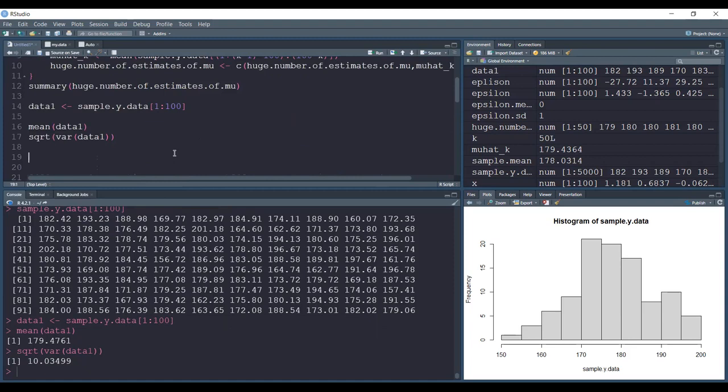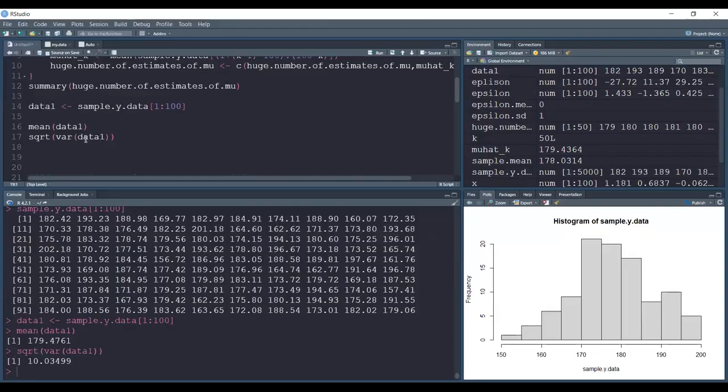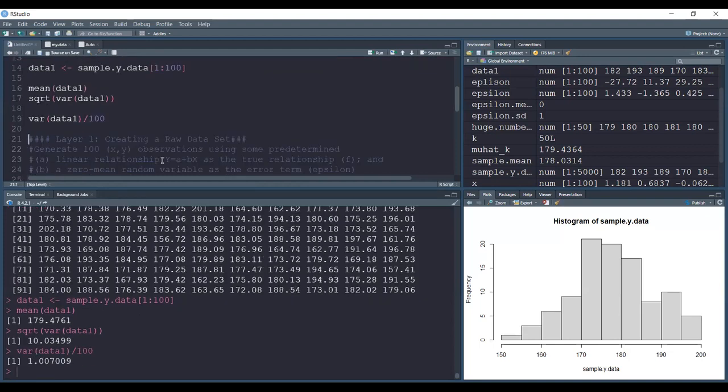And now, to calculate the standard error in your estimate of mu, so important, this is so important. Your estimate won't be precise. You won't know if it's precise in any case. So you divide the standard error squared, which is just the variance, by the number of observations, so by 100.